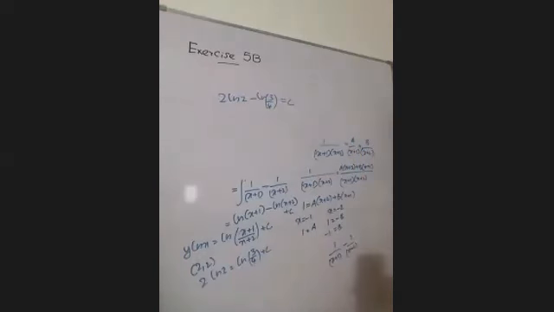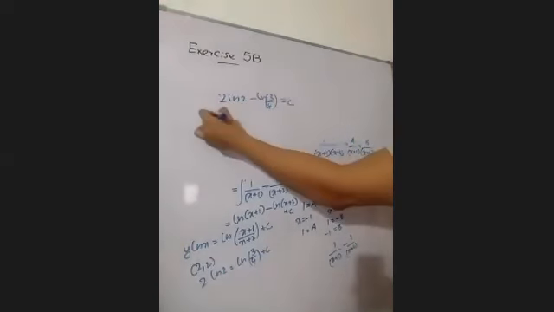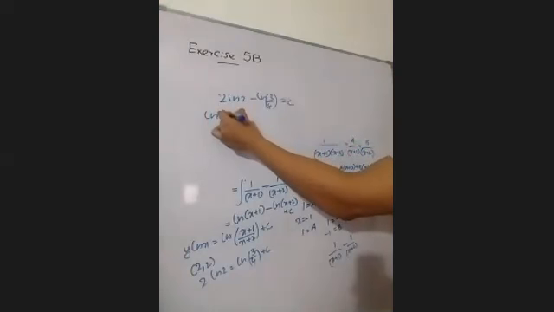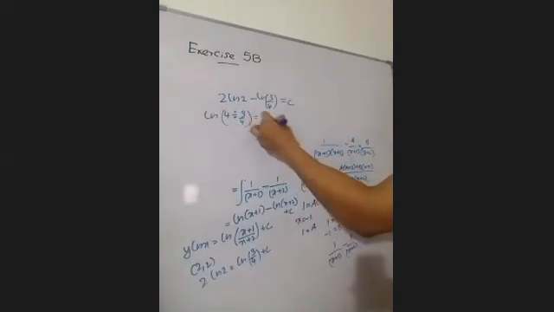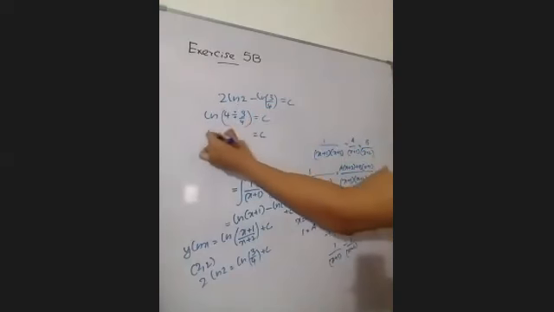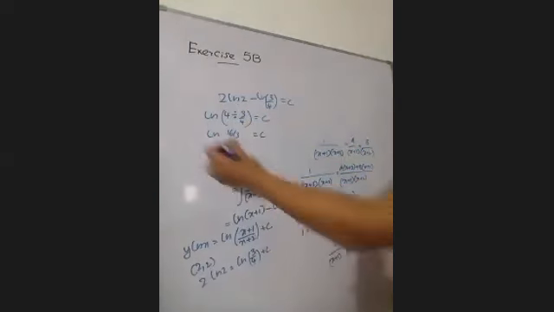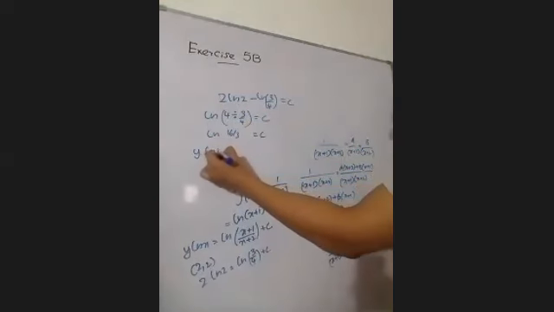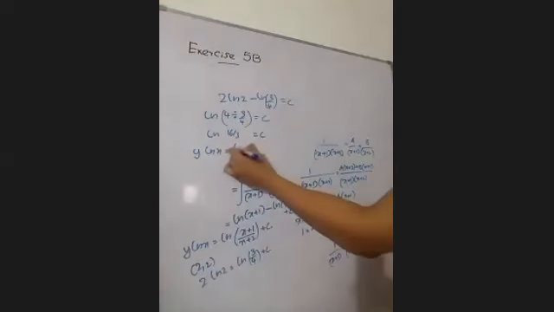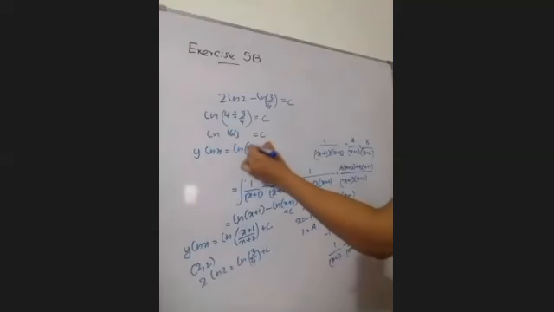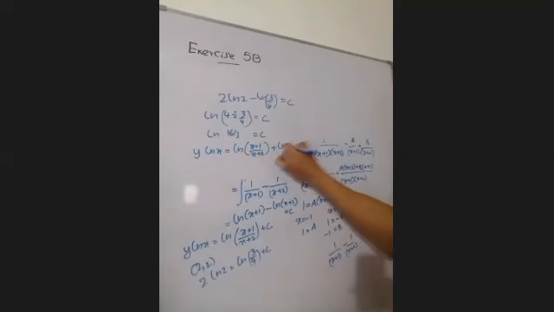Ln 2 to the power 2 is 4 divided by 3 over 4 is equals to c. So with that you can say c is equals to ln 16 over 3. So with that you can write the answer y ln x is equals to ln x plus 1 over x plus 2 plus ln 16 over 3.